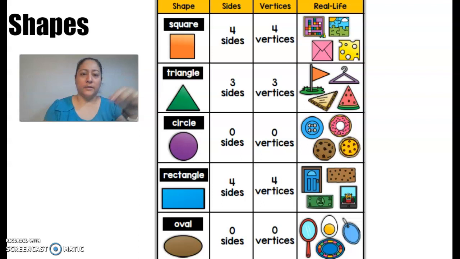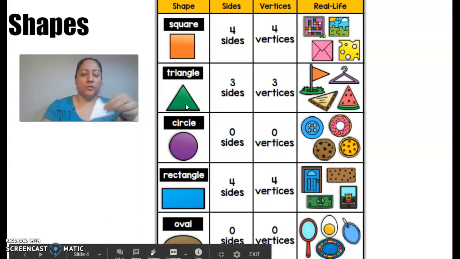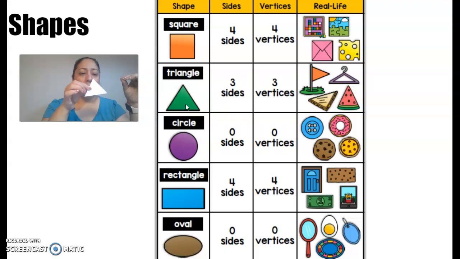Okay, next we have the triangle. So I drew a triangle and I cut it out. And now we're going to count the sides. 1, 2, and 3. And now we're going to count the points. So 1, 2, or the vertices, and 3. Okay? So it has the 3 vertices or the 3 points. Remember, vertices is the same thing as the corners where the sides meet. Okay?